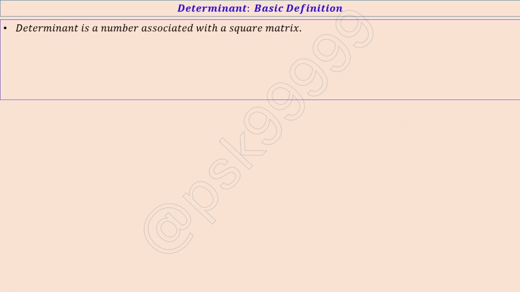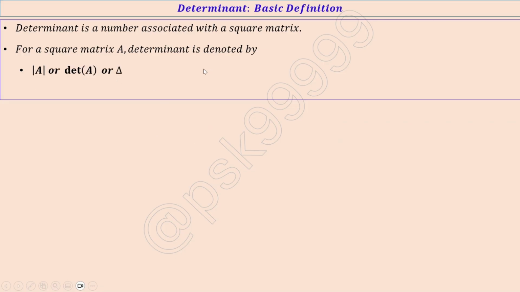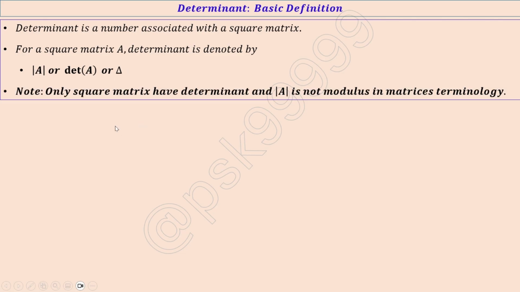So determinant is a number associated with a square matrix. For a square matrix A, the determinant is denoted in these three ways. It's like a modulus, but this is not the algebraic modulus, which is only positive. The modulus here means the determinant. Delta of A or delta, anyway, you can denote it. And remember, most important thing, only a square matrix has a determinant, and absolute A is not modulus in matrices terminology.